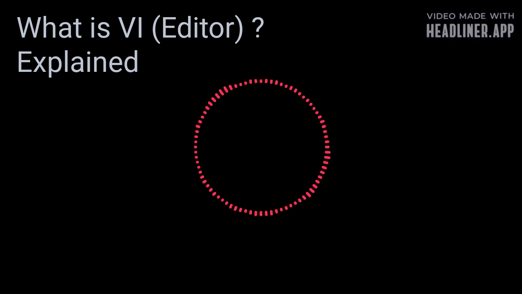So now back to the question. The question is, what is VI? The default editor that comes with the Unix operating system is called VI. In short, the full meaning of VI is Visual Editor.